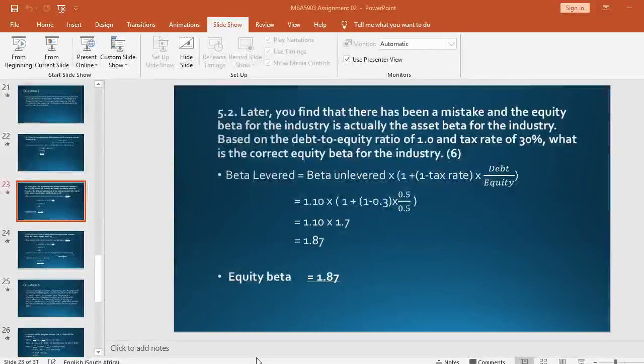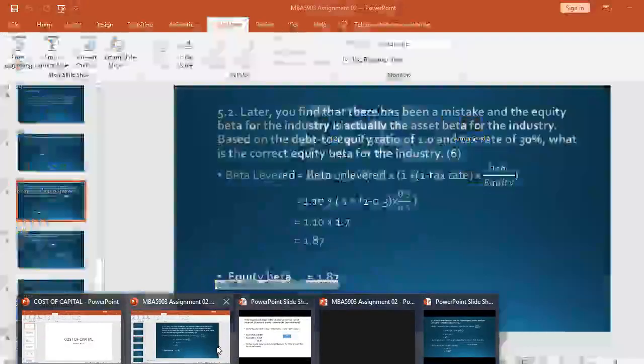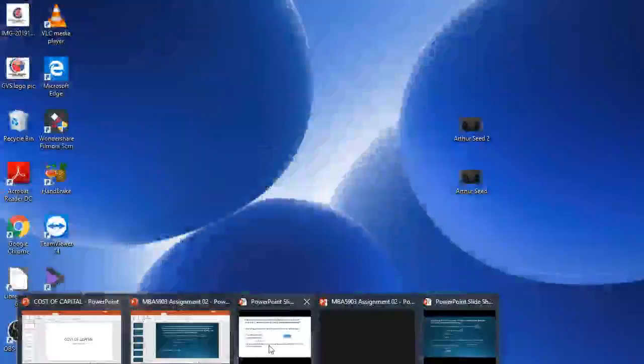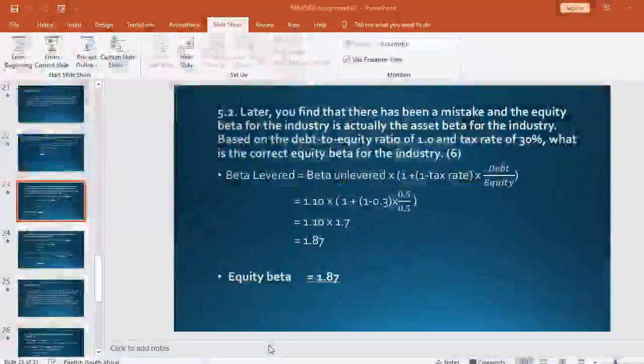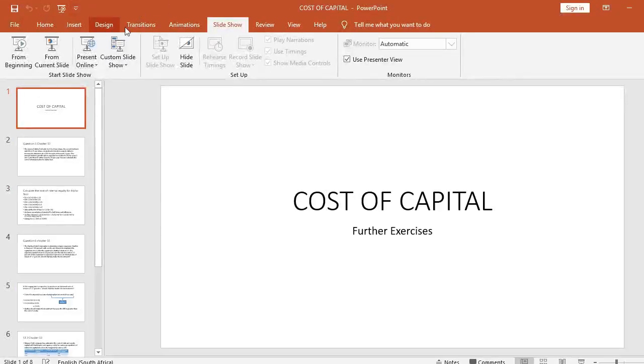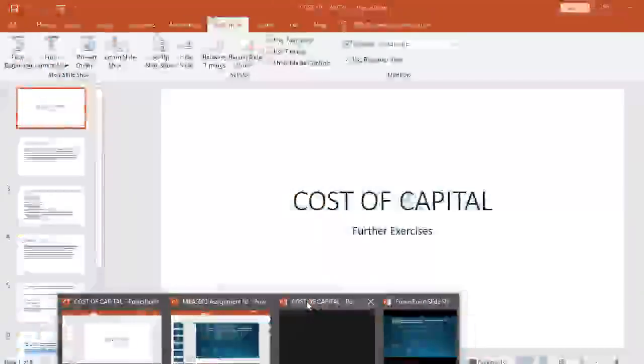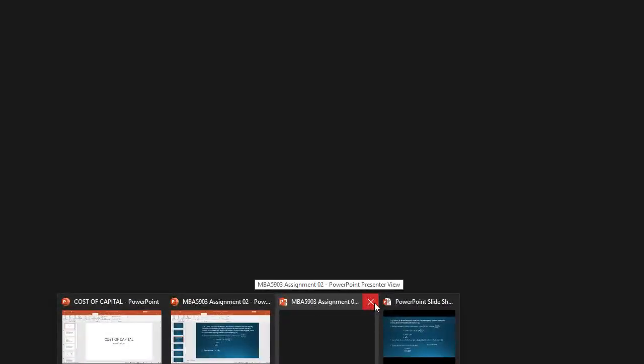All right. So now, can I quickly go back to cost of capital? Is this already loaded on the online platform? It's already there.